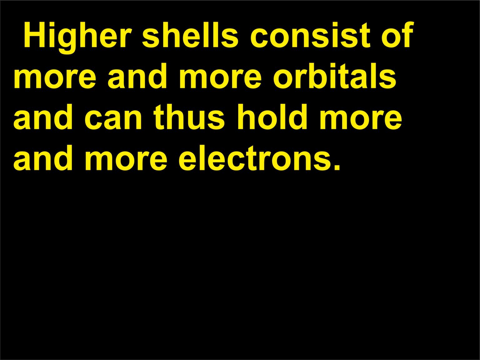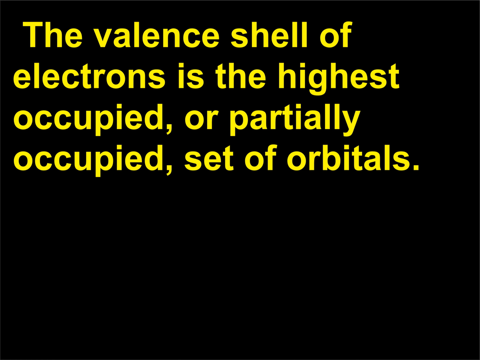Higher shells consist of more and more orbitals and can thus hold more and more electrons. The valence shell of electrons is the highest occupied, or partially occupied, set of orbitals.